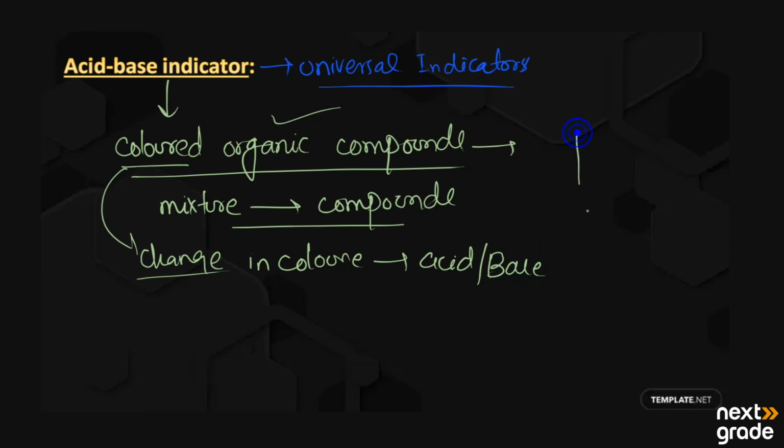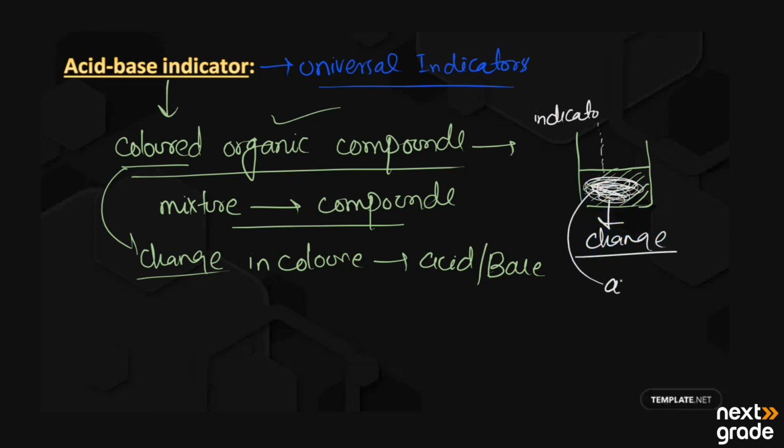For example, here I have a solution and I do not know whether it is an acid or a base, and I have an indicator solution. When I start to drop that indicator, there may be a change in the color of the solution. From this change, I will be able to find out whether this solution is an acid or a base. So basically these are intensely colored organic compounds. We have a lot of examples of acid base indicators.